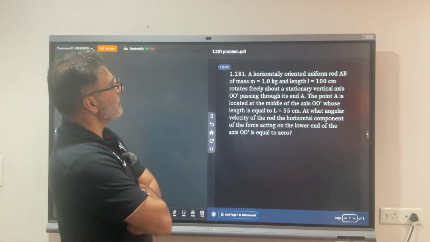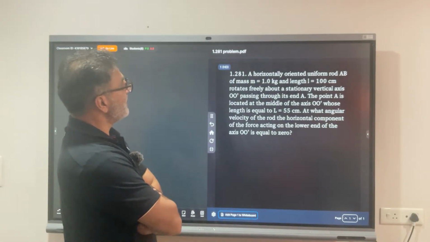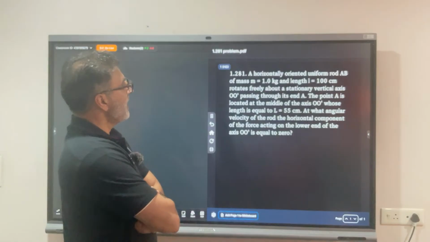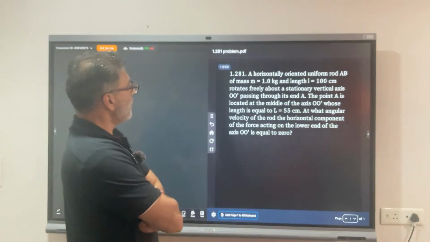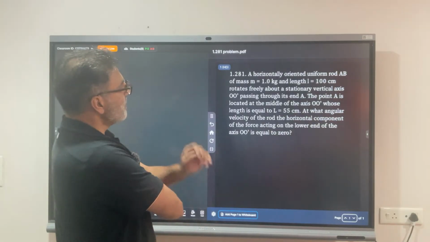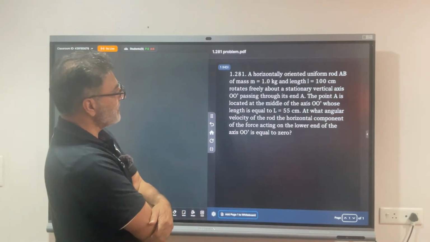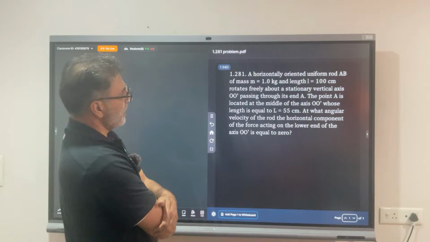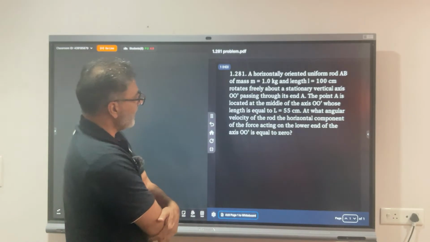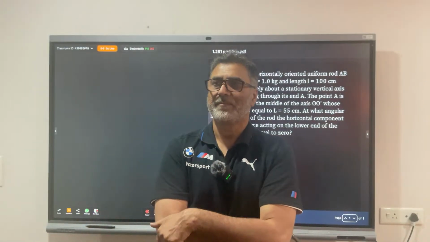You can read the question again for yourselves. A horizontally oriented uniform rod AB of mass 1 kg, but in Irodov I think it was 1.4 kg, and length L equal to 100 centimeters, rotates freely about a stationary vertical axis OO prime, passing through its end A. The point A is located at the middle of the axis OO prime, whose length is equal to 55 centimeters. At what angular velocity of the rod is the horizontal component of the force acting on the lower end of the axis OO prime equal to 0? This is the question.